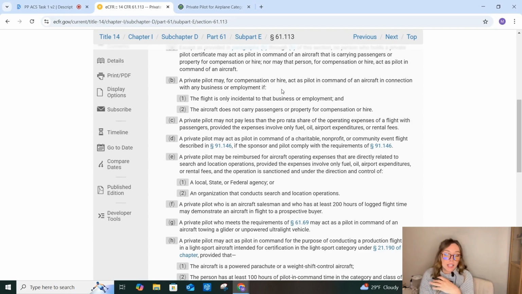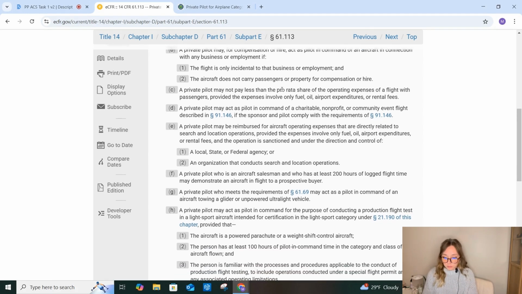if it's only incidental to that business or employment and it does not carry any passengers or property for compensation or hire. It's incidental, so it's not like a necessary part of your job. You're not flying people because that is your job. You're using it as, again, a mode of transportation to do the thing that you need to for your job. And you're not carrying any passengers or property for compensation or hire. So you're not bringing people over and they're paying you because you're bringing them. Okay.